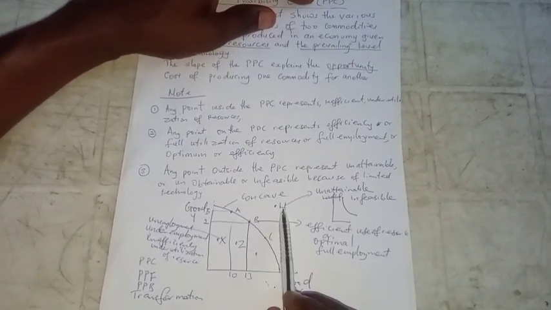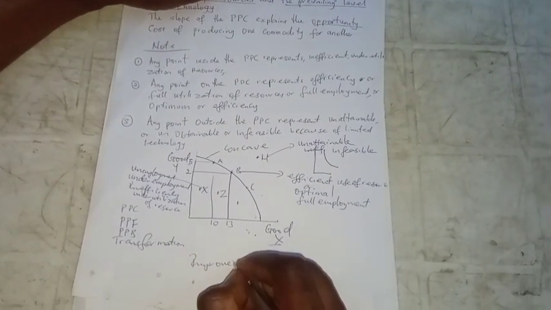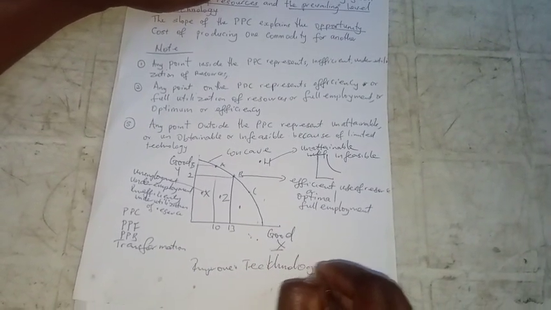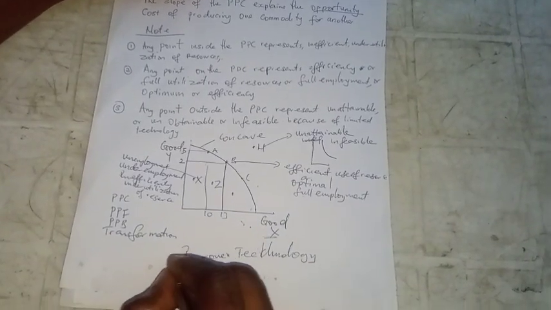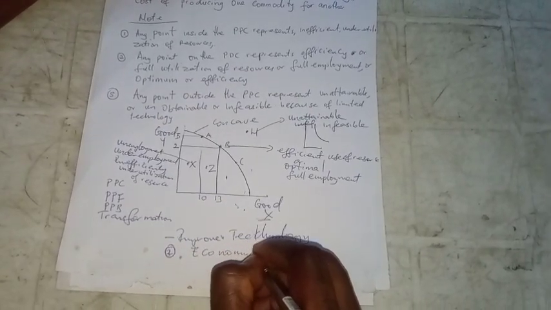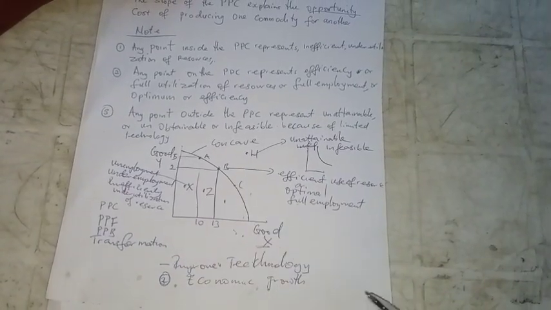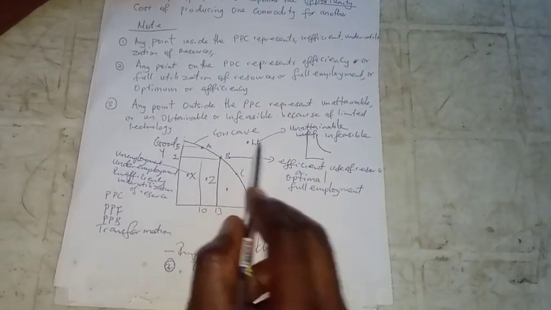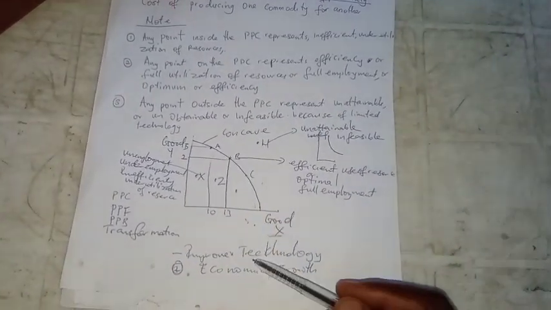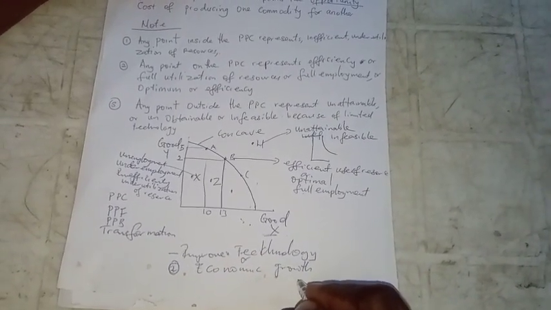So for you to operate outside the curve, you need to do something. You need to improve technology. There has to be what? Improvement in technology for us to operate outside the curve. Or number two, it has to be what? Economic growth. So anytime we ask you a question on this, if you are supposed to operate outside the curve, the only way you can get to this point that is unattainable because of your limited technology is to improve technology or to improve economic growth.